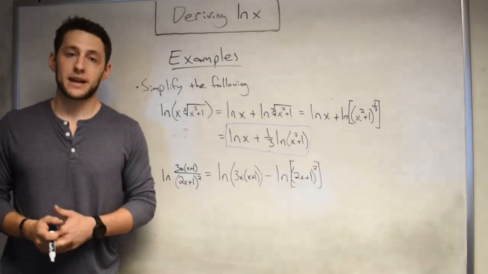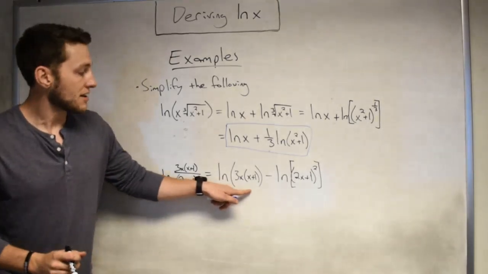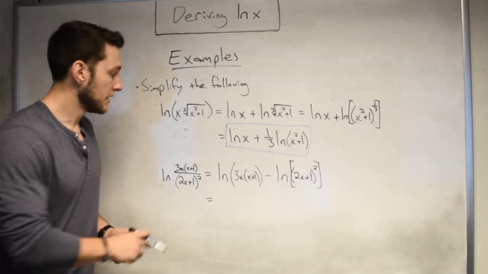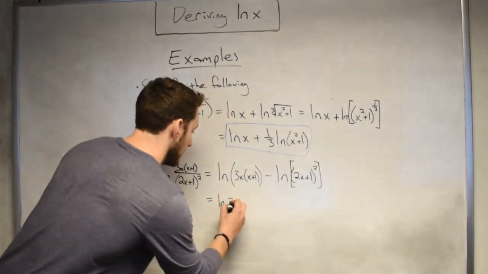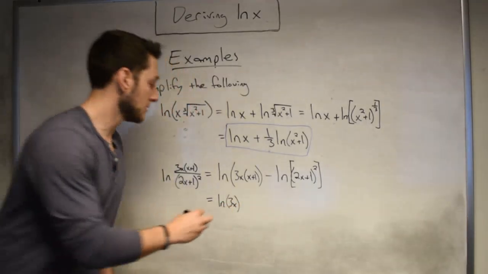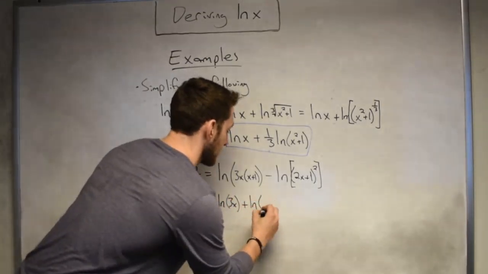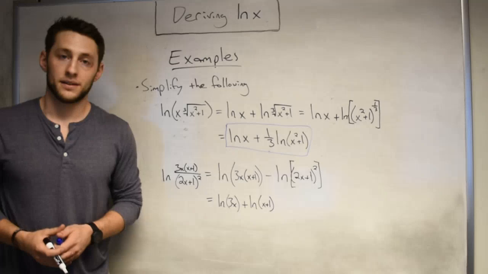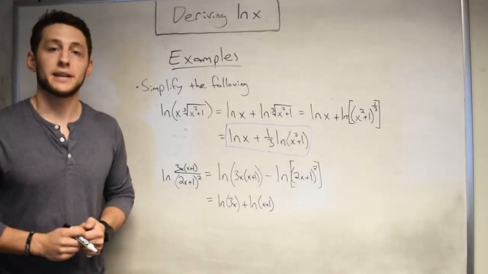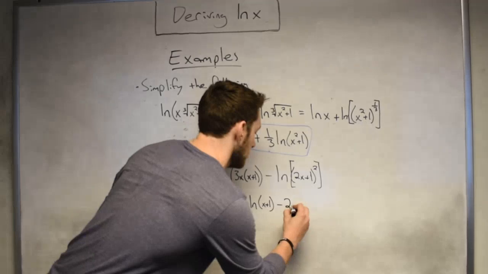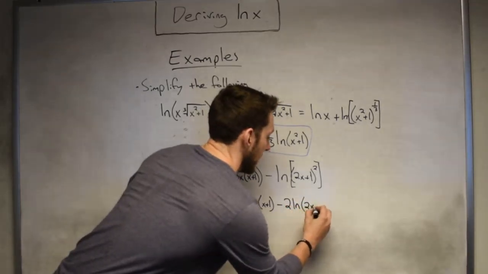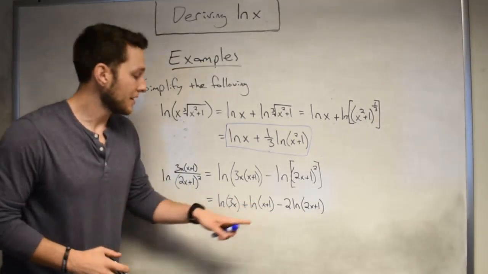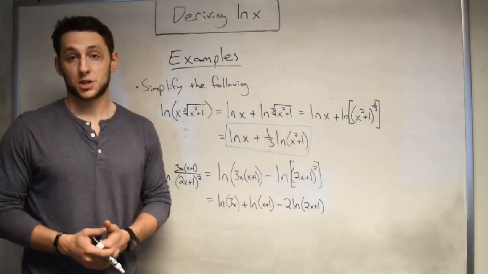From here, I can do two steps at one time. For instance, this multiplication right here, multiplication on the inside, leads to addition on the outside. So I could split this up into the natural log of 3x plus the natural log of x plus 1. Now over here, I have a power. Power on the inside is multiplication on the outside. So minus 2 natural log of 2x plus 1. These two are simplified down fully because there's an addition. I can't really split up that addition on the inside.